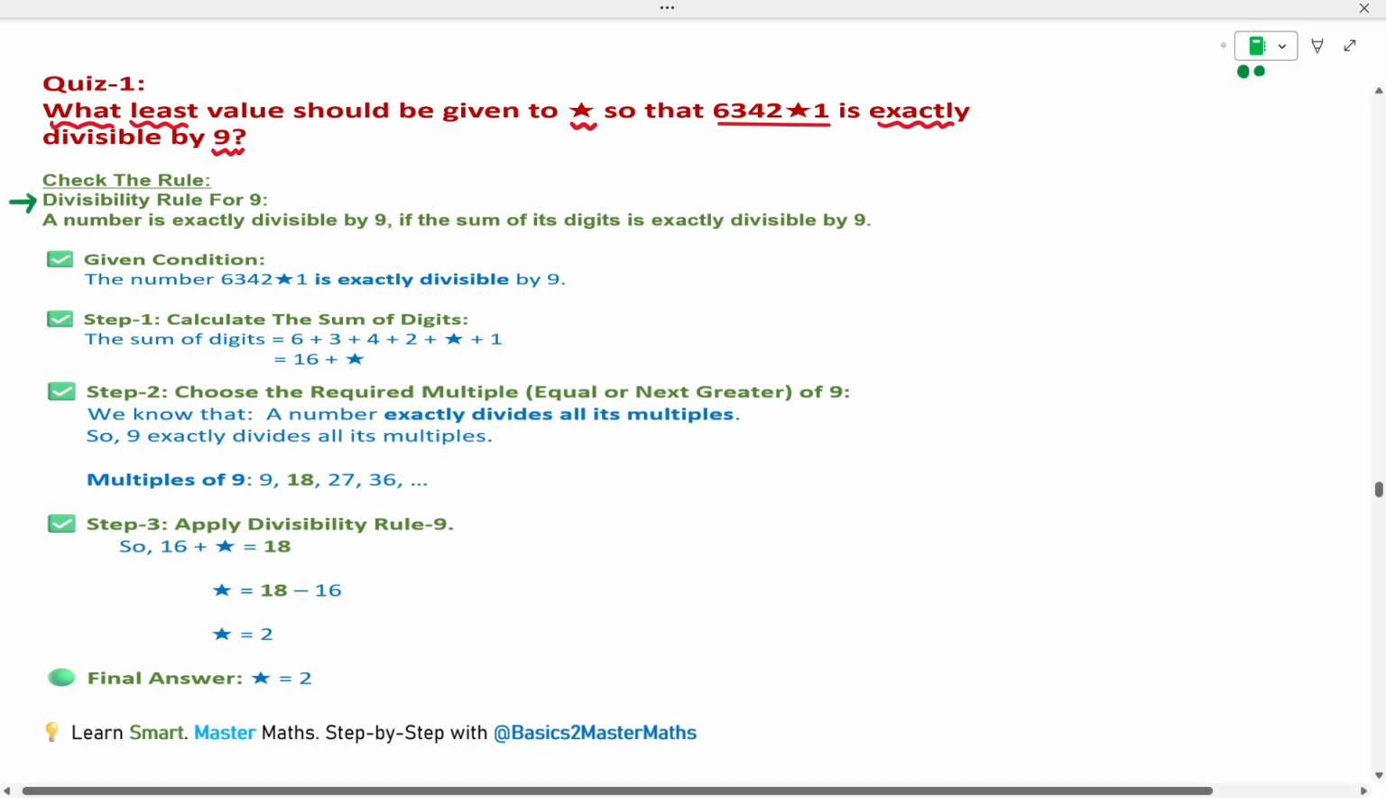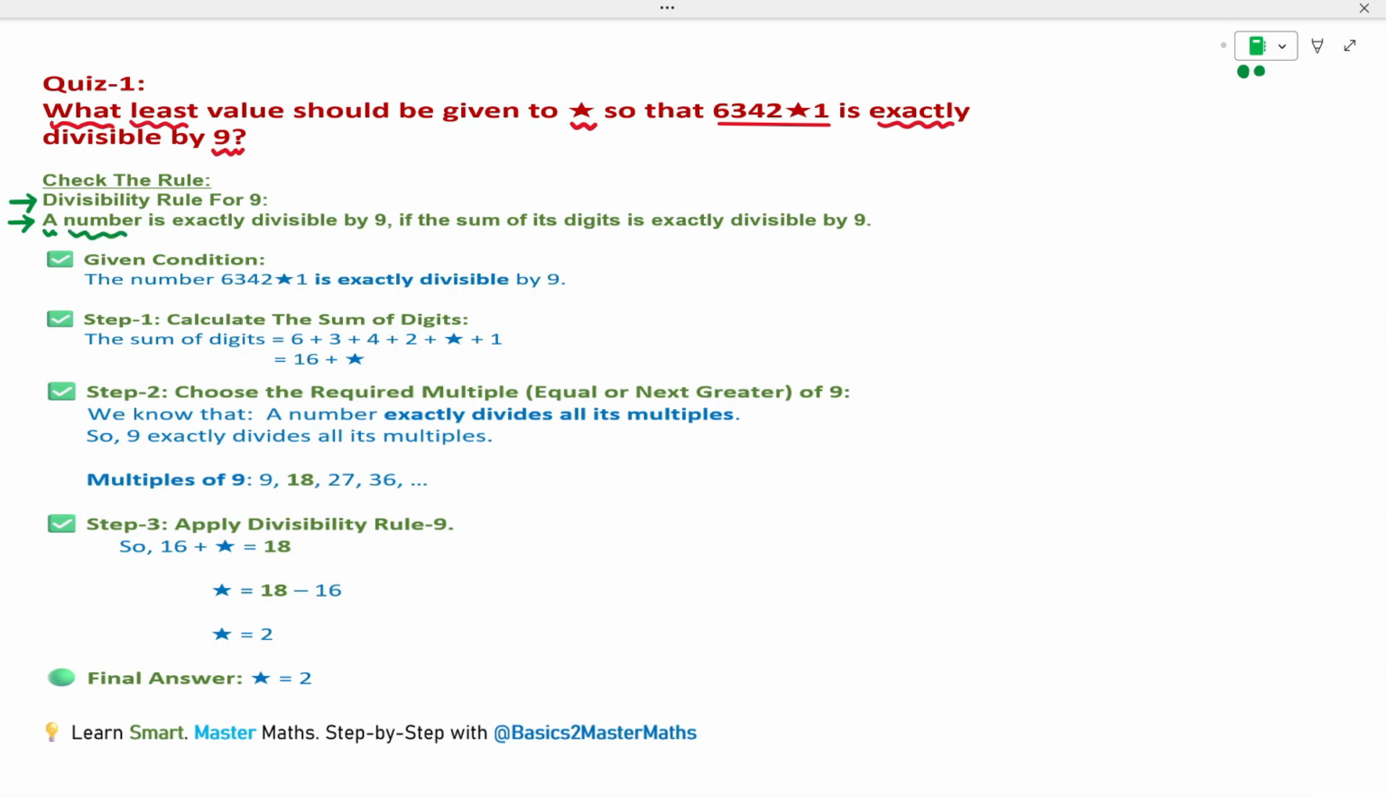Recall the divisibility rule for 9. It says that a number is exactly divisible by 9 if the sum of its digits is exactly divisible by 9. Got it?